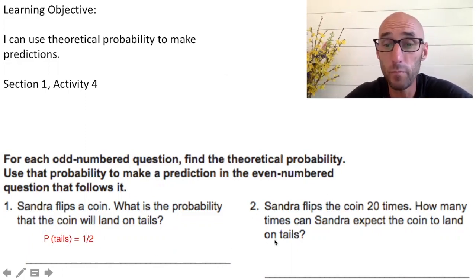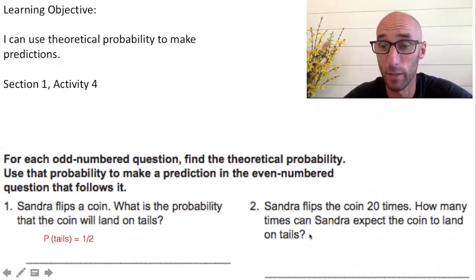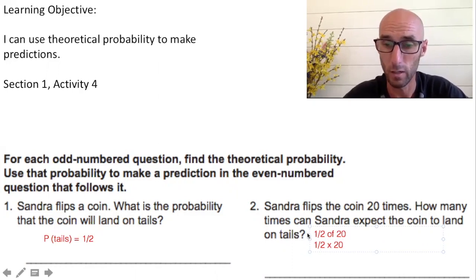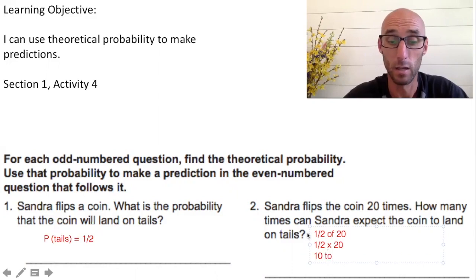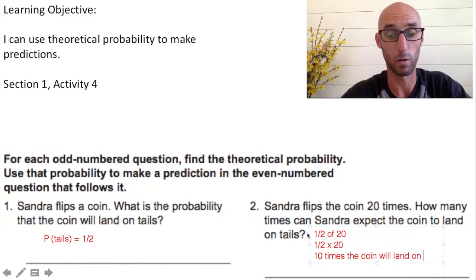Now, if she flips the coin 20 times, how many times can Sandra expect the coin to land on tails? Well, we would say 1/2 of 20. And 1/2 of 20 is like saying 1/2 times 20. And that would be 10 total. 10 times the coin will land on tails.